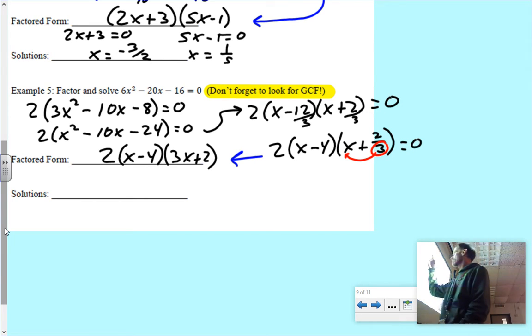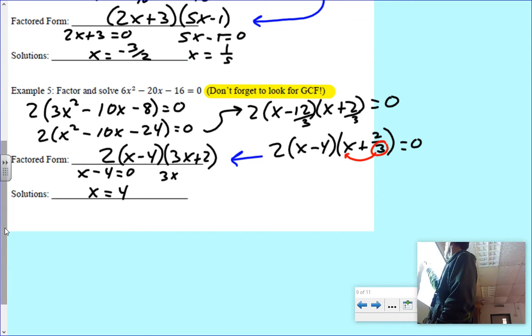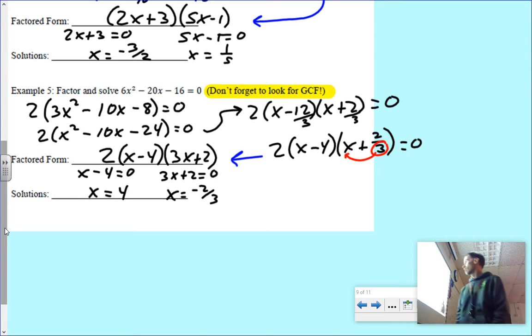And then for your solutions, we're doing the same thing each time. Set each factor equal to 0 and solve, so x equals positive 4. 3x plus 2 equals 0. Subtract 2, divide by 3. x equals negative 2/3. Okay? It does take practice. If you go to Google and put in factoring quadratics, you're going to find about a gazillion practice worksheets, practice problems, and videos. So if you need more practice, I really encourage you to do that.